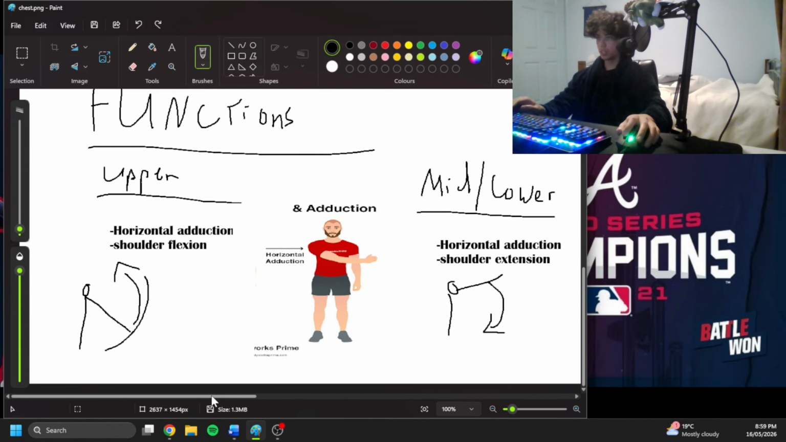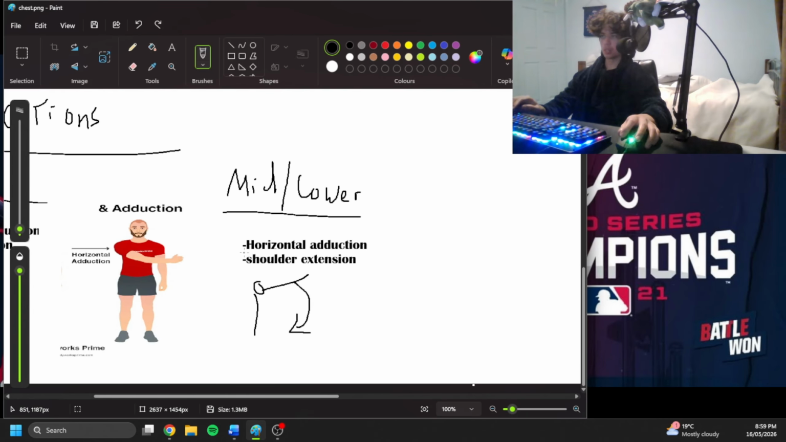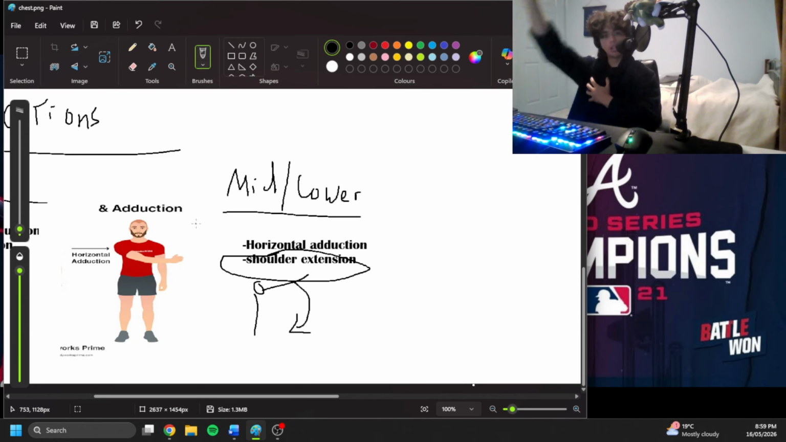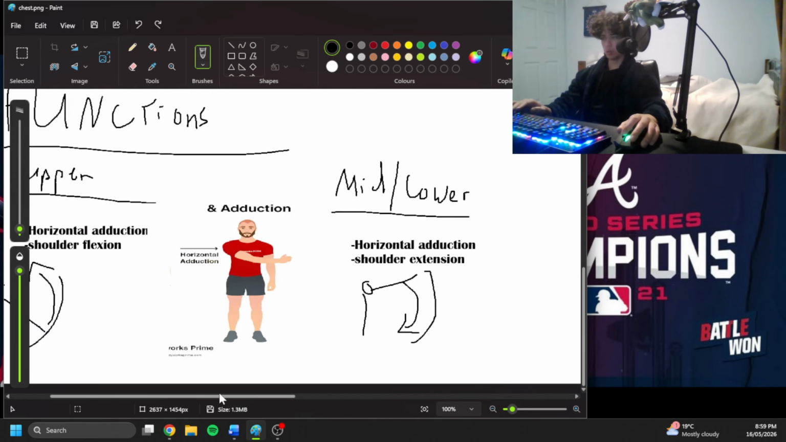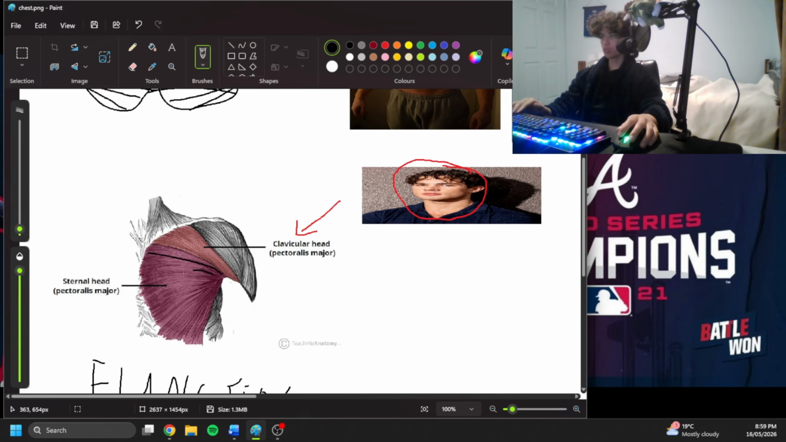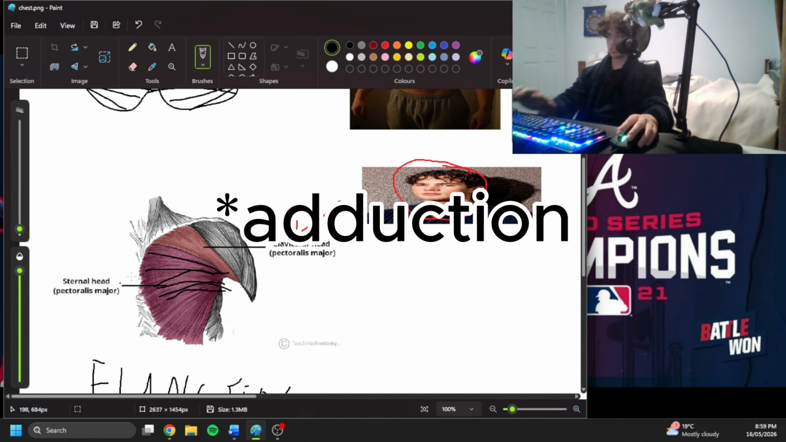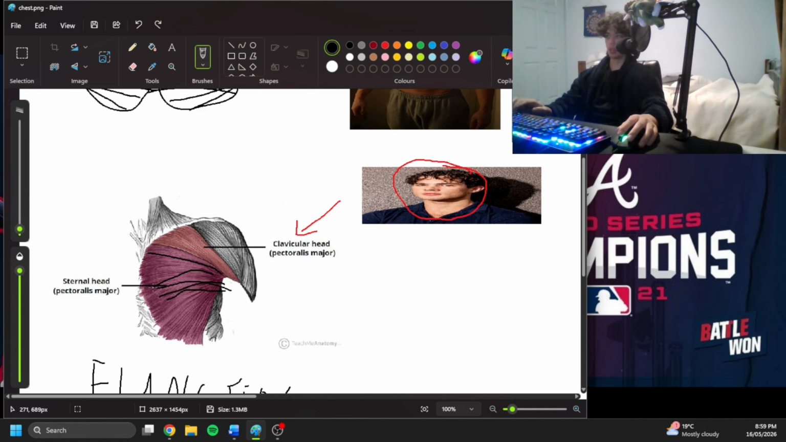Then we have the mid/lower, which is the same thing. Horizontal adduction, bringing your arm across, and shoulder extension, which is actually opposite, bringing it down. You can see here, arms up, you bring it down. If we go back to the diagram again, you can see most of the fibers here are actually going across. So when you are doing horizontal adduction, it'll be mostly the sternal head of the chest. But these fibers are more downwards. Also, having your arm come down would also train the sternal head of the chest.